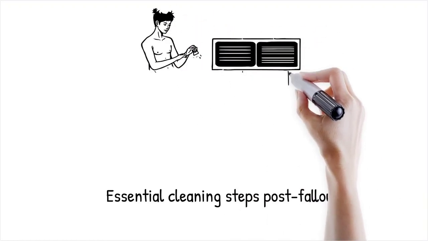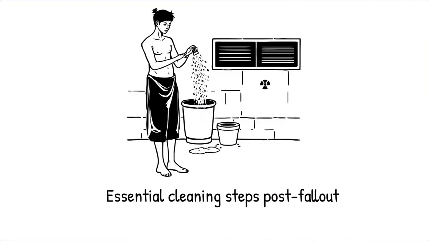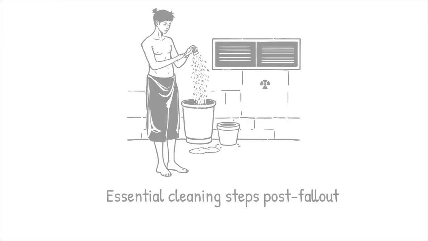For example, following a fallout event, individuals may use soap, water, and specialized decontamination solutions to wash off radioactive dust from their bodies and clothing. It's like scrubbing off stubborn stains from a shirt. Systematic cleaning removes harmful residues and restores the item to a safer, usable condition.